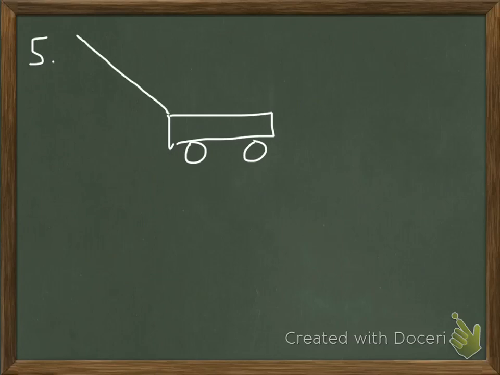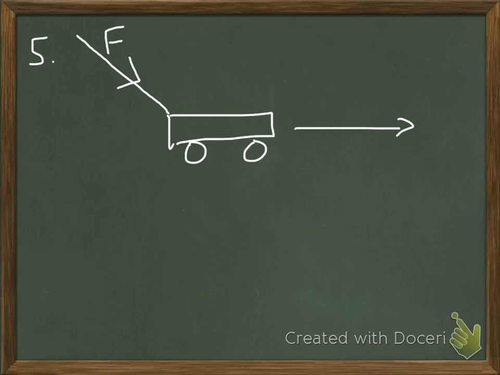Let's do one more. Let's do number 5 here. I don't want to belabor this too long. We have a lawnmower, and it's being pushed. So here's your lawnmower, and here's your handle, and you're applying some force into the handle as you push it across your lawn. But the lawnmower goes this way, doesn't it? It goes straight like that.